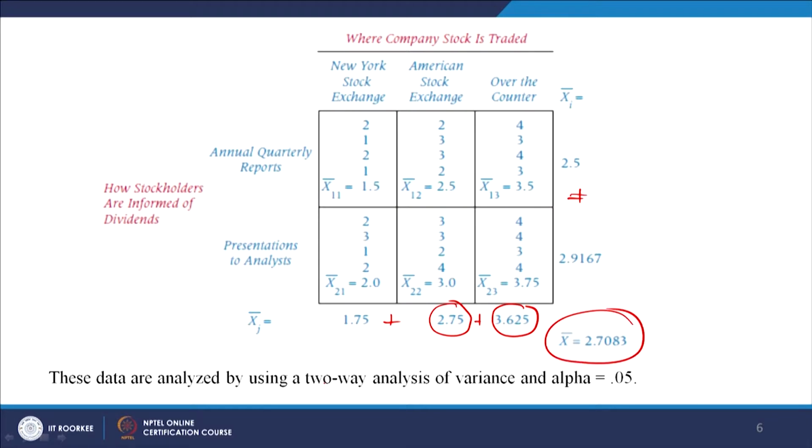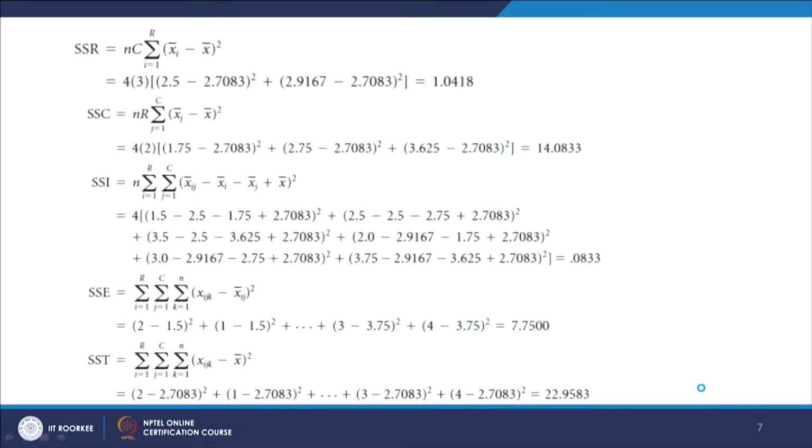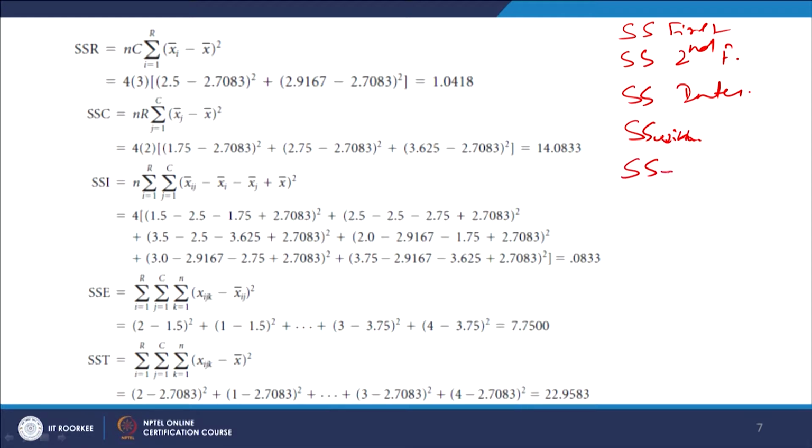We have taken a significance level of 5%. Now, let us solve this problem. First we need to find out 5 things. What are they? Sum of squares for the first factor, sum of squares for the second factor, sum of squares of the interaction between the first and the second, then sum of squares within, which you also call error, then sum of squares total.